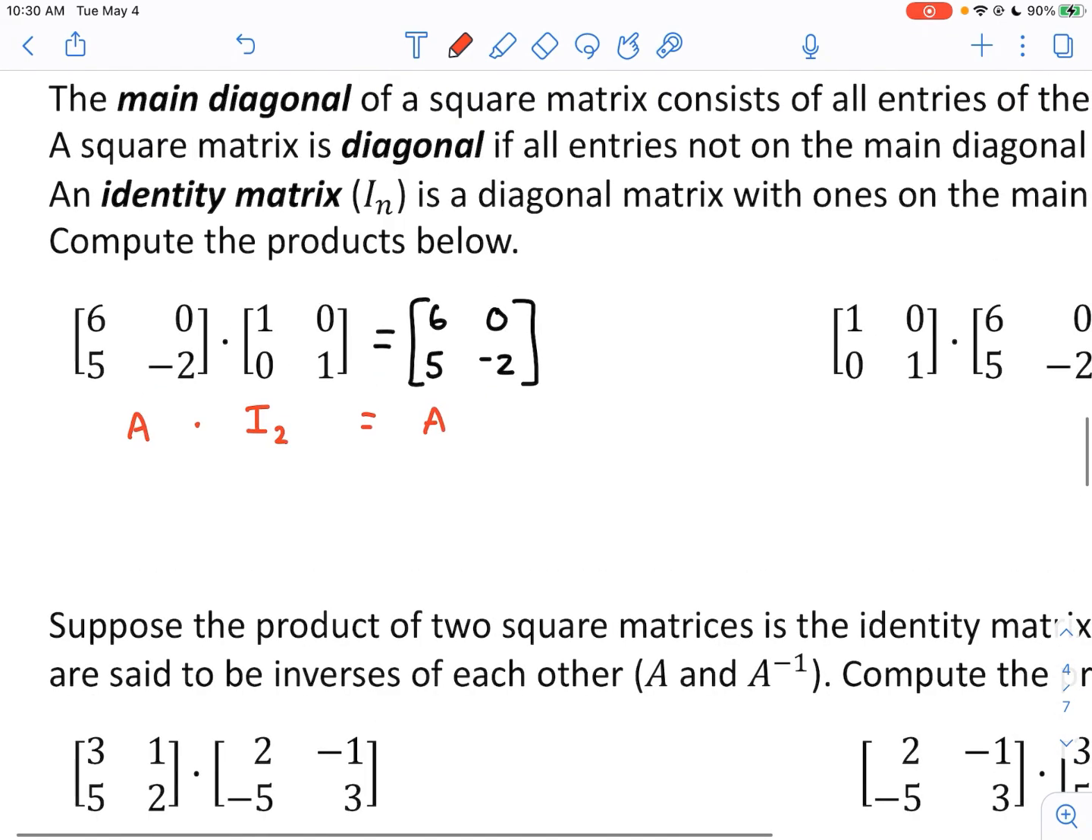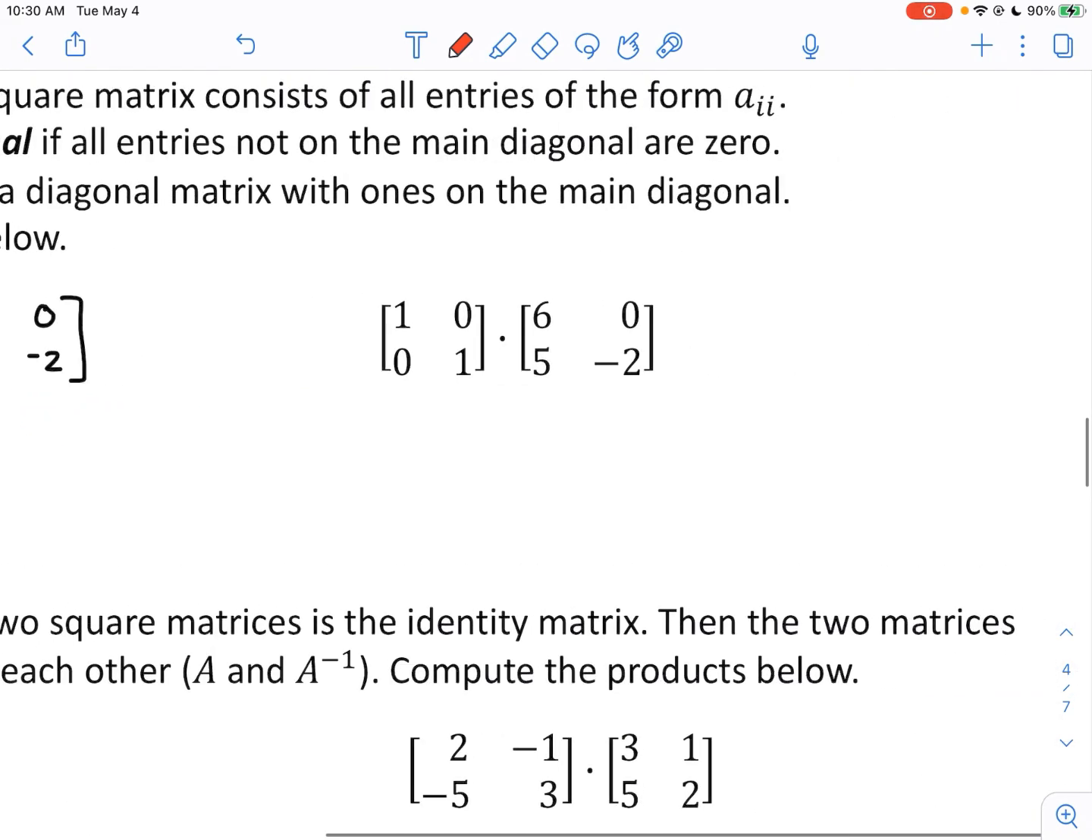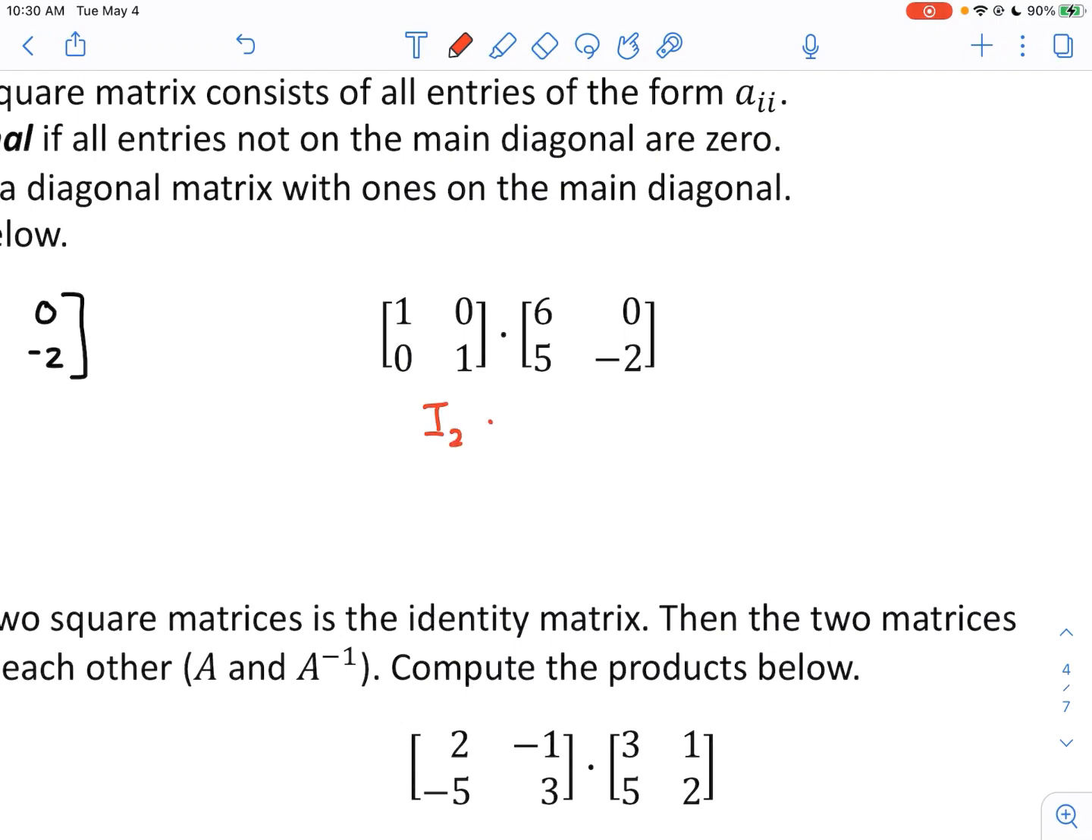Let's see if we do the reverse order, if that is still true. So now we're doing the identity matrix on the left times the matrix A on the right. So we're going to grab the 6, 5. We're going to drop the 6, 5 onto the rows of the identity matrix here on the left. 6 times 1, 5 times 0, add the results, we get 6. And drop the 6, 5 onto the 0, 1. We're going to get 0 plus 5, and that gives me 5.